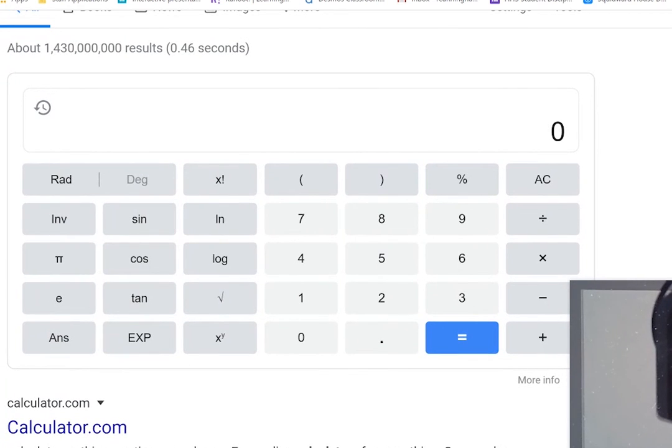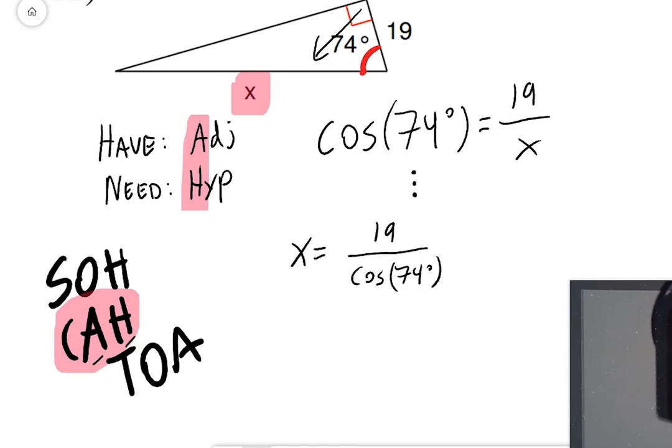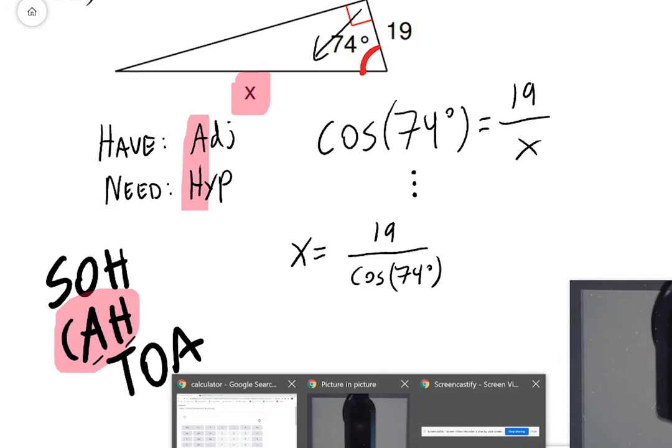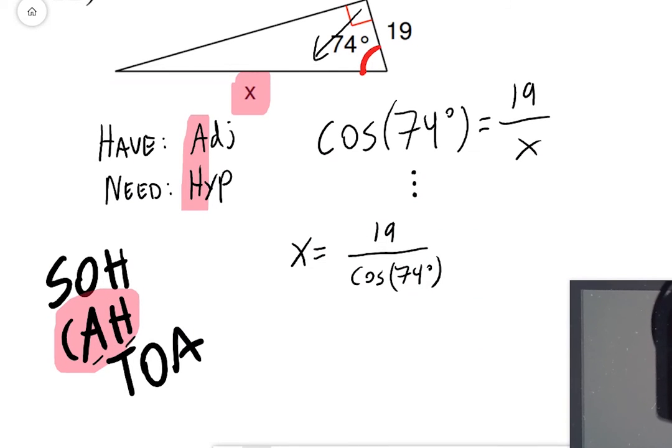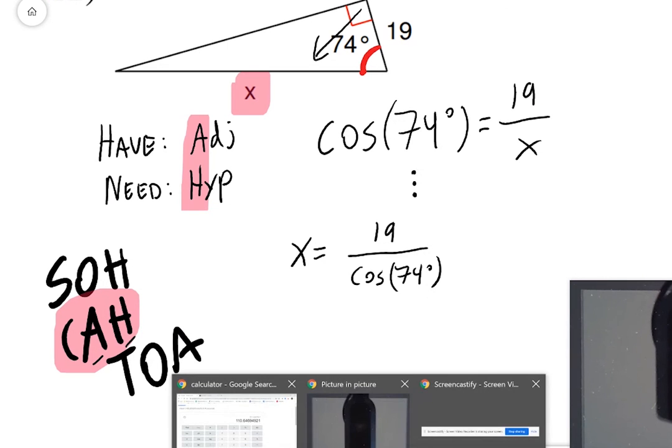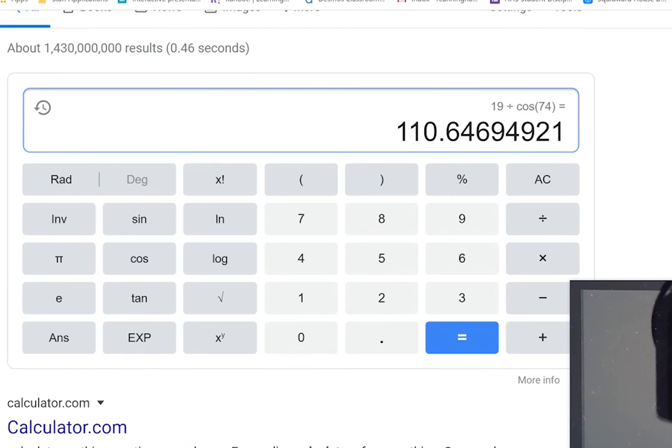And it works just like my graphing calculator. It also, I believe, works just the same on an Android calculator. So instead of having to do some crazy backwards stuff, you can just plug it in directly. 19 divided by cosine 74 equals 110. Now that seems way wrong. That can't possibly be right. 110 is hugely disproportionate. Oh, I see what I did wrong.